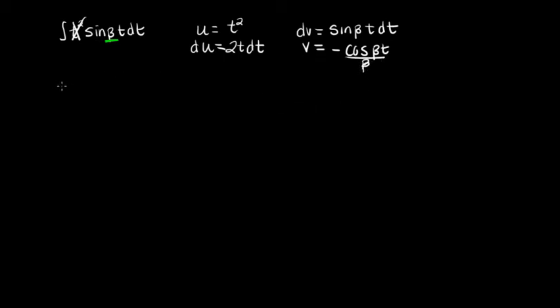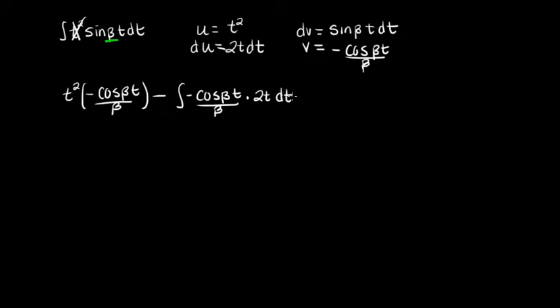All right, do you happen to remember our equation? Let's go ahead and plug it in without looking. So we have uv, which is t squared, times a negative cosine beta t all over beta. Subtract off our integral of v du. V again is a negative cosine beta t all over beta. And then du is 2t dt.